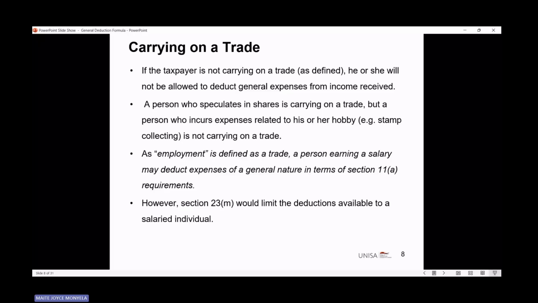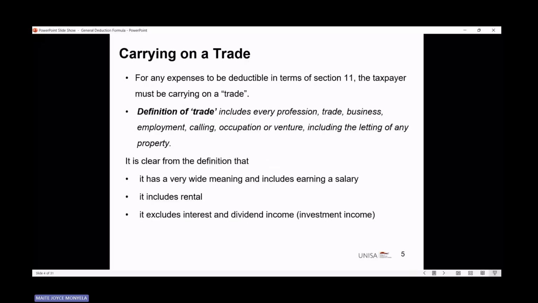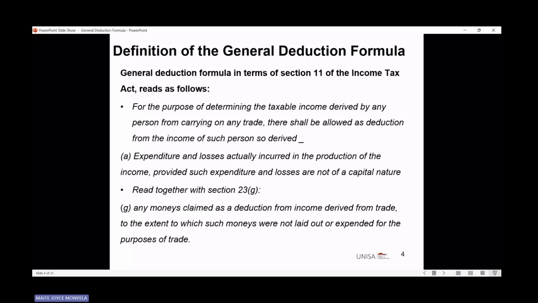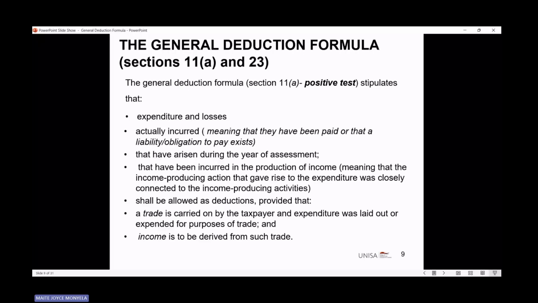As employment is defined as a trade, remember employment from the definition qualifies as a trade. A person earning a salary may deduct expenses of a general nature in terms of Section 11A of the Income Tax Act. The requirement of Section 11A is expenditure and losses actually incurred in the production of income, provided that such expenditure and losses are not of a capital nature. So these will be the requirements of Section 11A.